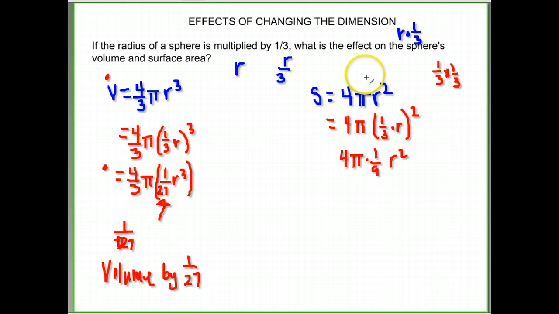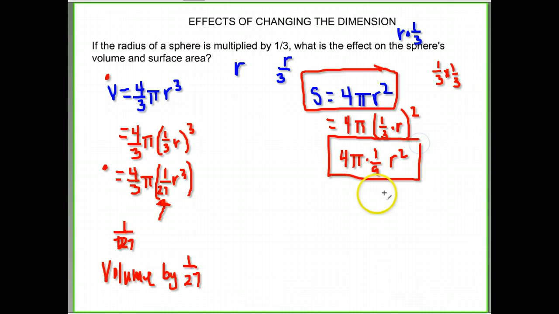So then we want to look at our differences. What's the difference between the original surface area and this new surface area? Well, notice the only difference between their two formulas is this 1/9. So the surface area is multiplied by 1/9. If you multiply the radius by 1/3, your surface area is multiplied by 1/9. Your volume is multiplied by 1/27.